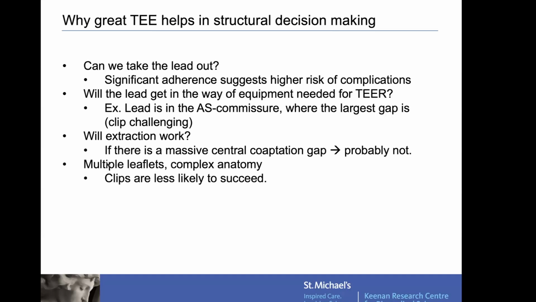This is where identifying the number of leaflets is helpful. The more leaflets there are, if you're looking at a quadricuspid valve or a leaflet with 5 valves or clefts, clips are less likely to succeed in reducing TR.